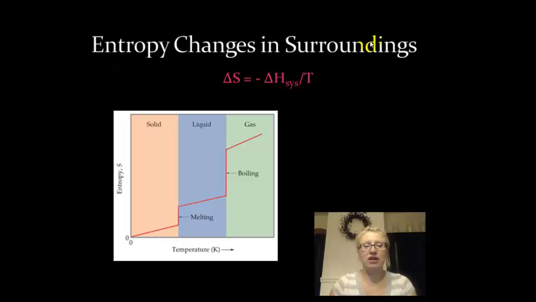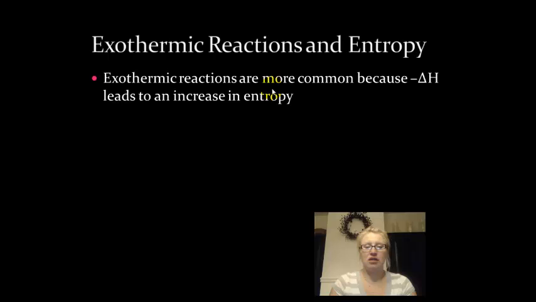We can also find the entropy change in the surroundings. Entropy change of the surroundings is equal to the negative enthalpy change of the system divided by the temperature in kelvins. Exothermic reactions are more common than endothermic because negative changes in enthalpy, or exothermic reactions, lead to an increase in entropy or randomness.